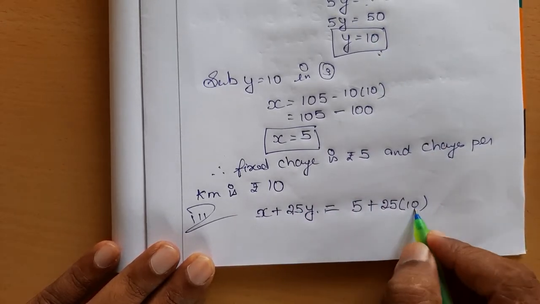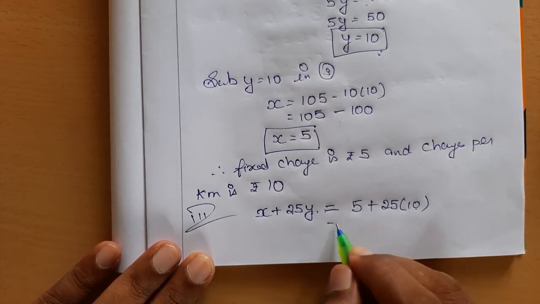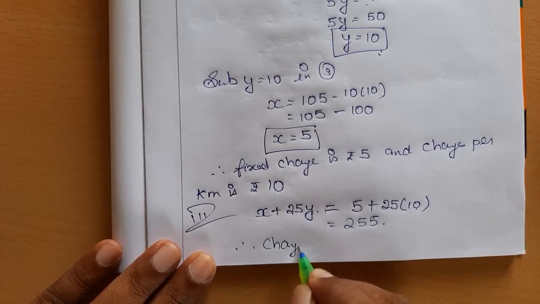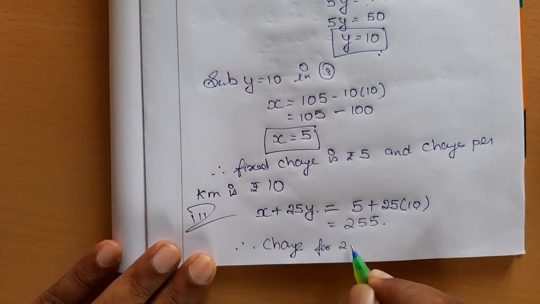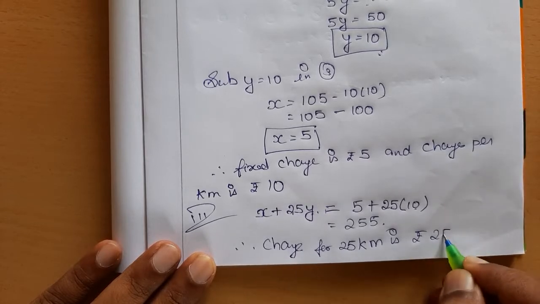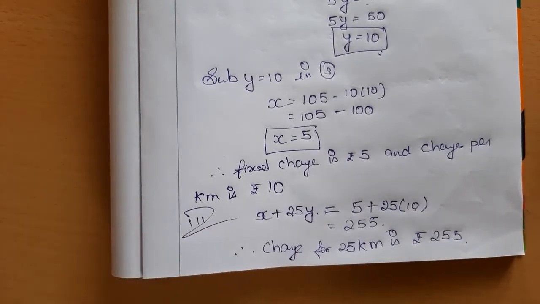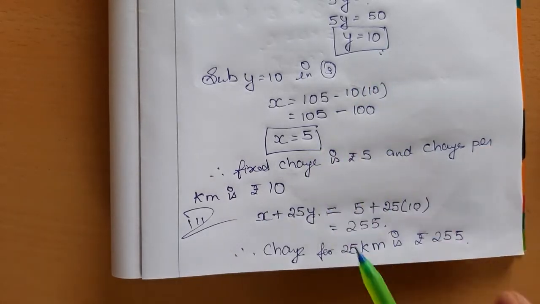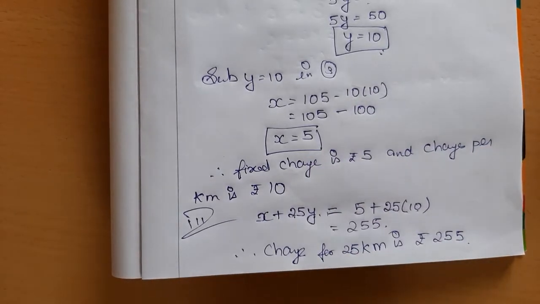So 25 into 10 is 250. 250 plus 5 is 255. So therefore, the charge for 25 km is rupees 255. Clear? So just by finding the values of x and y, we can substitute for any kilometers and find the charge.